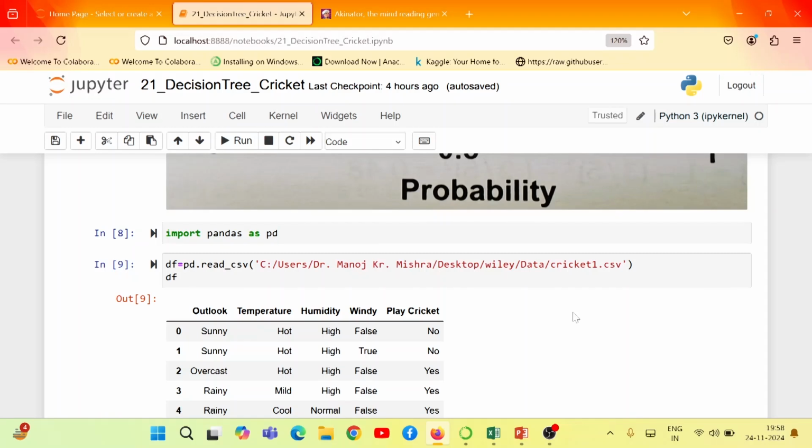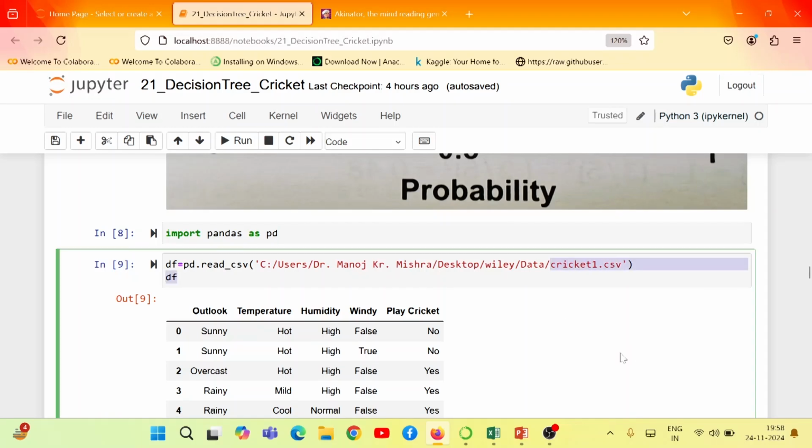So the final nodes will provide a yes or no type of decision or conclusion, or they will be treated as a leaf node. Now, a decision tree basically uses either entropy or the Gini index internally to decide the hierarchy of the nodes, starting from the root node. Now let us apply this concept on this cricket data.